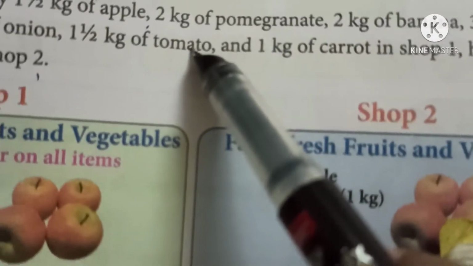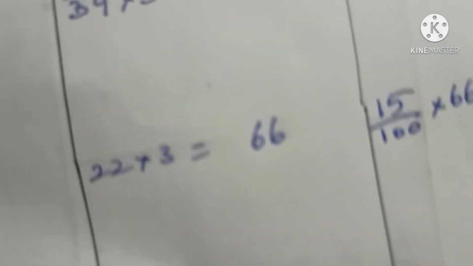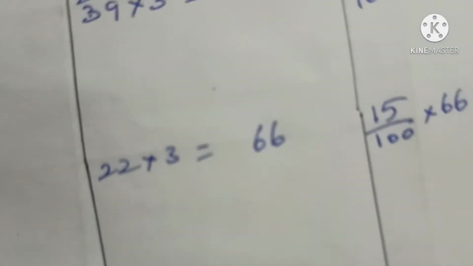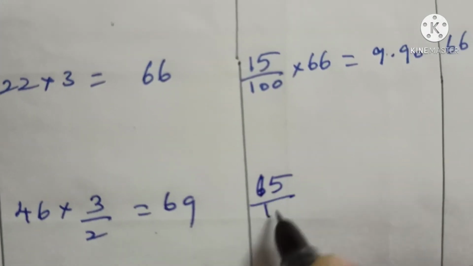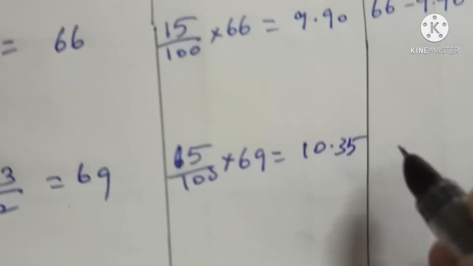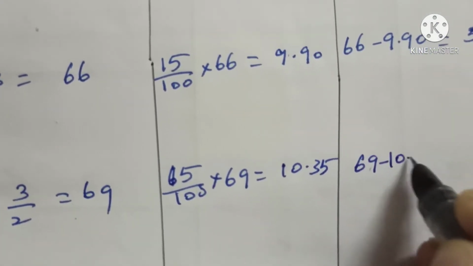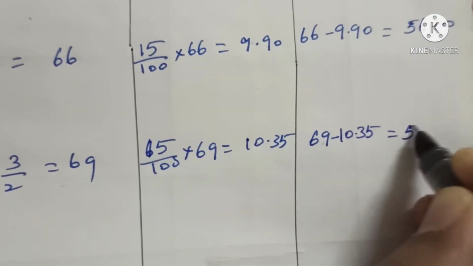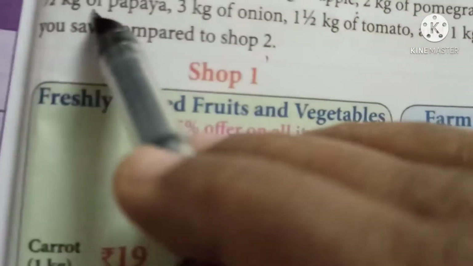1.5 kg of tomato. Here 1 kg of tomato is rupees 46. So we need 1.5 kg. Therefore 46 into 3 by 2, which is equal to 69. 15 by 100 into 69 is equal to 10.35. Therefore 69 minus 10.35 equal to 58.65. Next one is half kg of papaya.